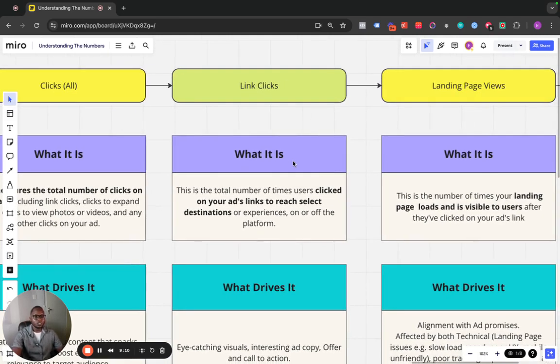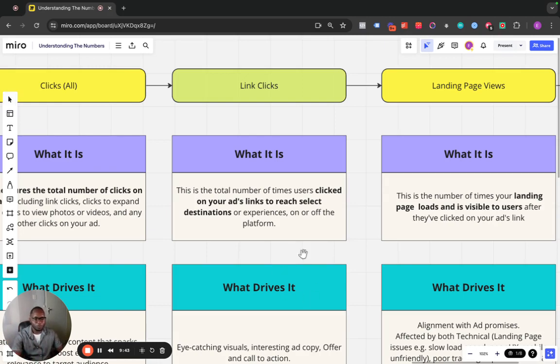But what we typically measure with the link clicks is how many people clicked on the ad's call to action, right, in order to reach a select destination. So now they're actually taking the next step and being moved from where they are currently on the Facebook platform, for example, and being moved either to an external website, if you have a separate landing page, or still within the Facebook platform, either to an instant form, an instant experience, or to a lead form, right? But they're being moved from the stage that they were at to the next stage.